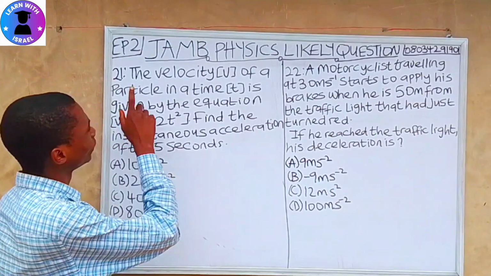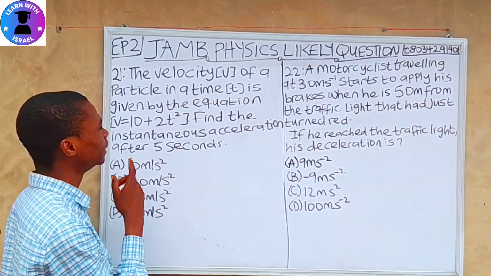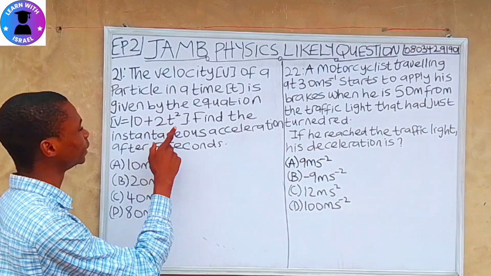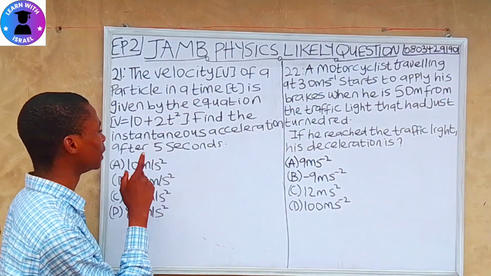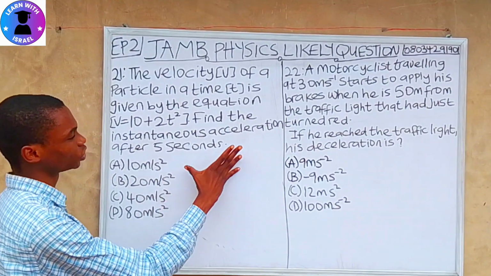Question 21. The velocity v of a particle in a time t is given by the equation v equals 10 plus 2t squared. Find the instantaneous acceleration after 5 seconds. So think about it. So solve it.